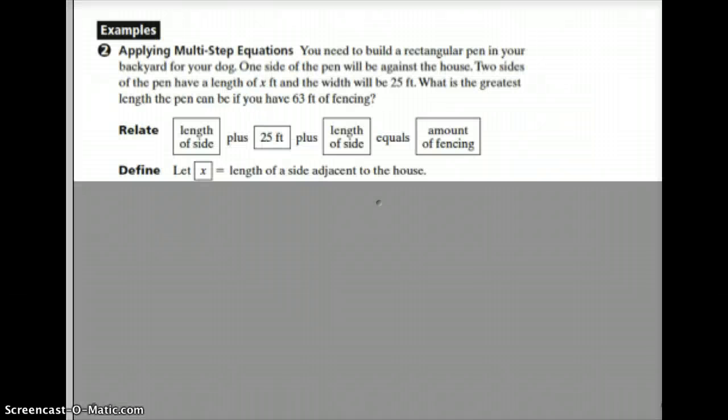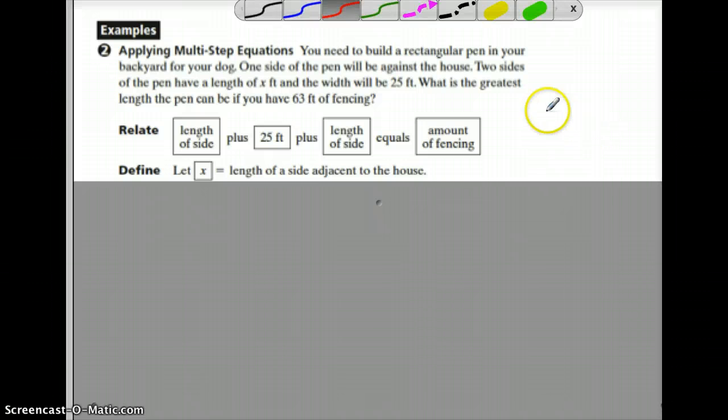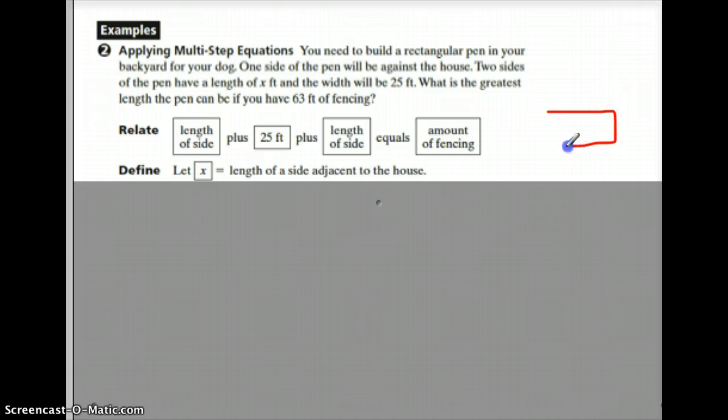Alright, so we're building a rectangular dog pen in our backyard, and we're using one side of the house for part of the pen. So if you're having trouble understanding what's happening here, draw a picture. Here's our house. And then this is going to be our dog pen. And we know that the width is going to be 25 here.